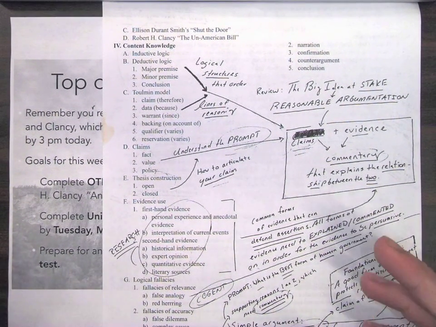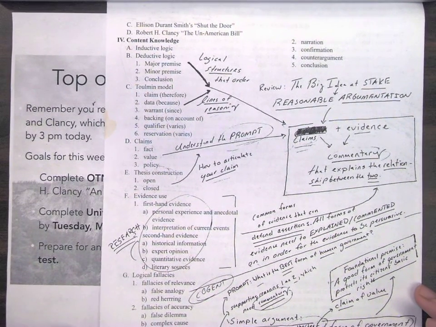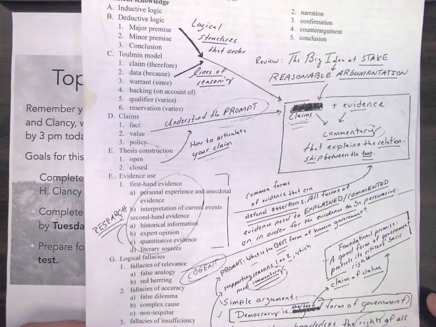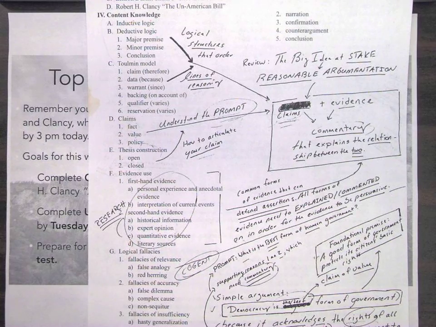We have different logical structures that we've discussed, different kinds of claims, different ways of constructing thesis statements, different forms and categories of evidence, different names for logical fallacies, and the classical oration model. So this is not a huge or overwhelming amount of information here, but using it effectively in various rhetorical situations with respect to various kinds of prompts is what makes this challenging, okay?